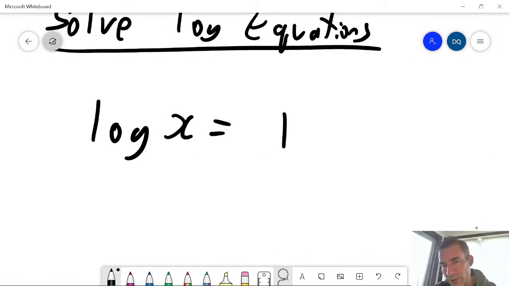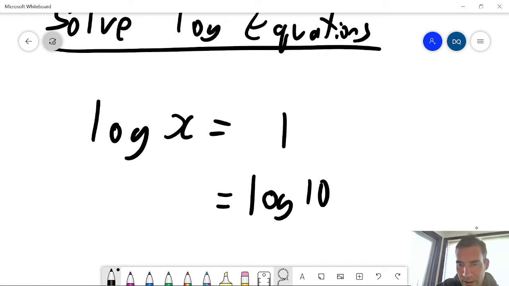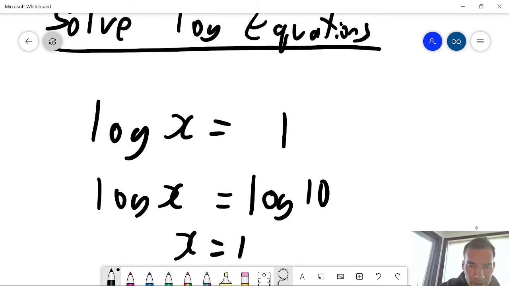Well, I'm just going to rewrite the number 1 as a log. If I write that as a base 10 log, that is the base 10 log of 10, because 10 to the 1 is 10. So now I have the log of x is the log of 10, therefore x is equal to 10.